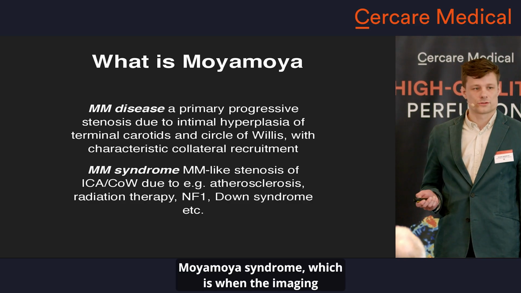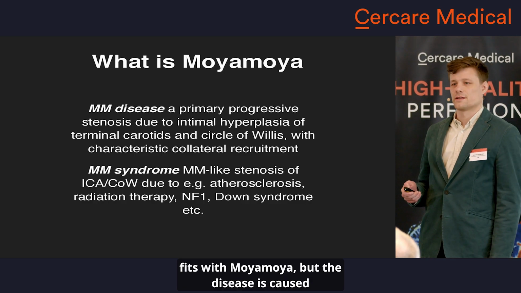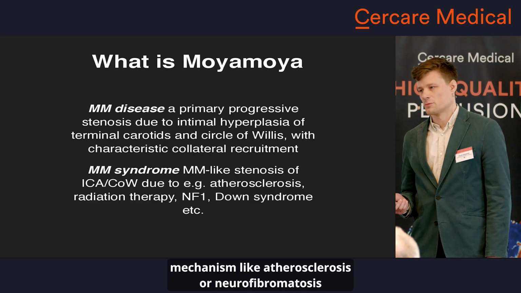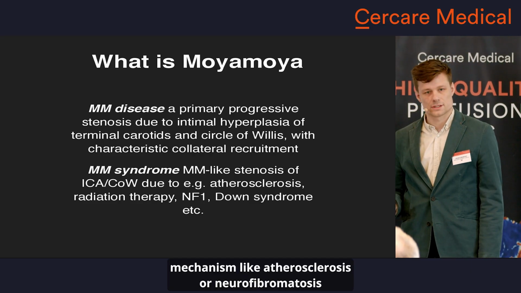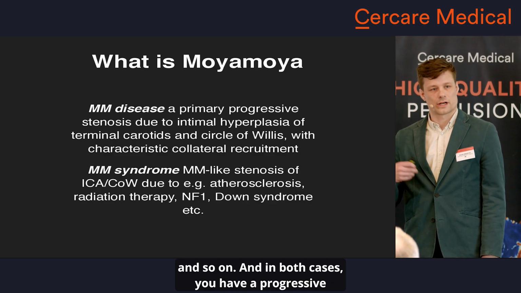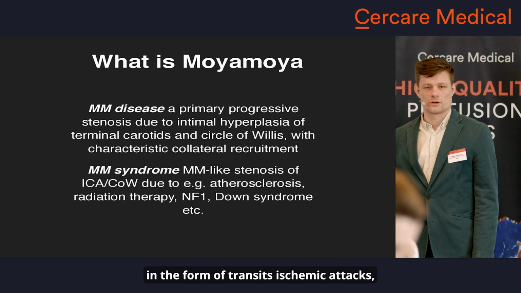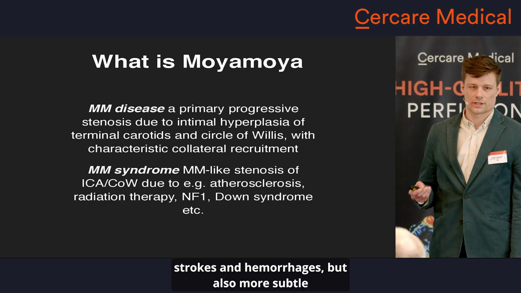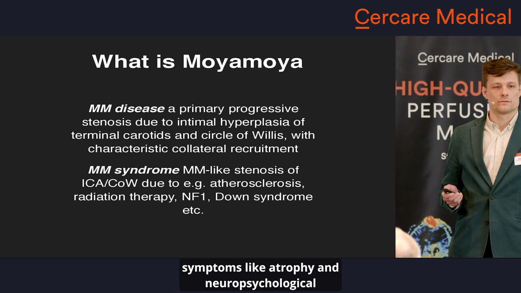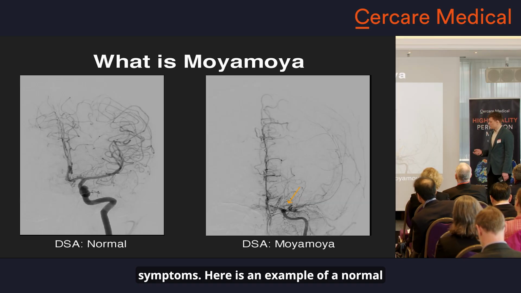Then we have also Moyamoya syndrome, which is when the imaging fits with Moyamoya, but the disease is caused by some underlying syndrome or other disease mechanism, like atherosclerosis or neurofibromatosis and so on. And in both cases, you have a progressive cerebral ischemia, which leads to symptoms in the form of transient ischemic attacks, strokes, and hemorrhages, but also more subtle symptoms like atrophy and neuropsychological symptoms.